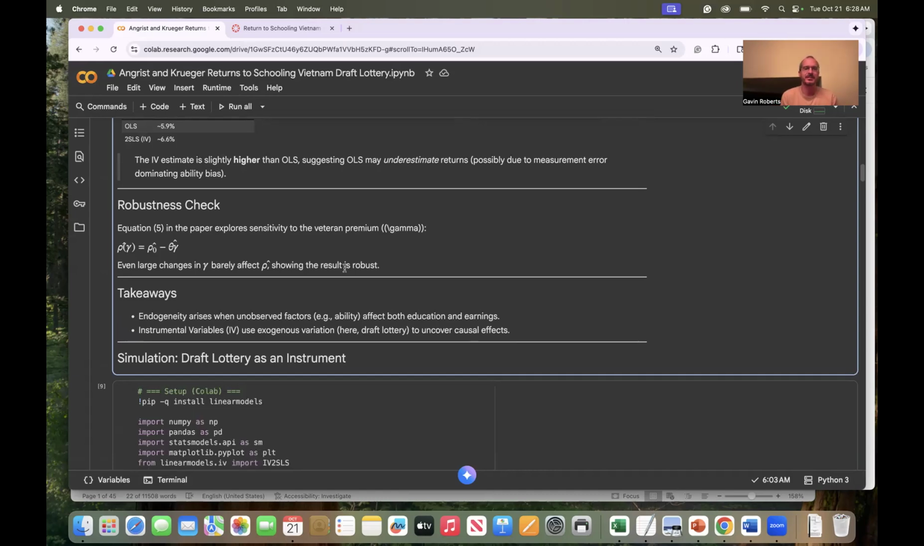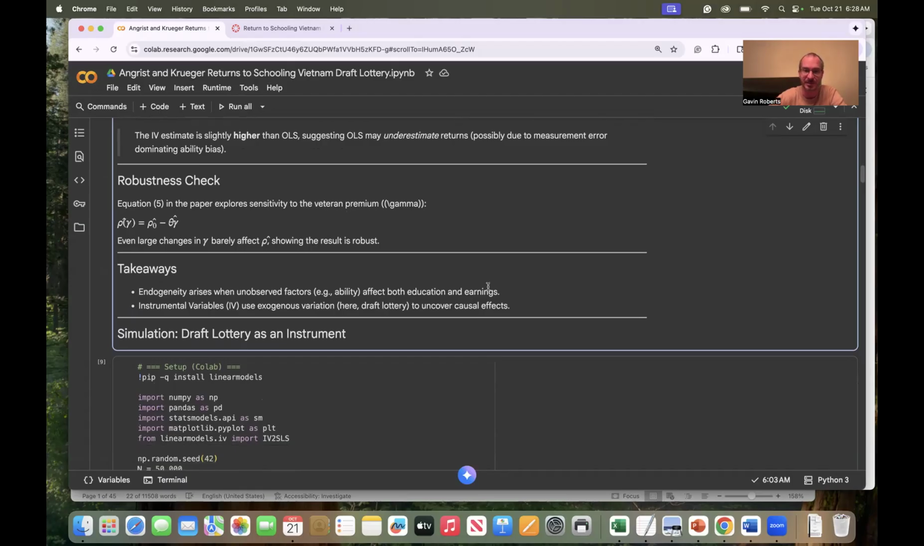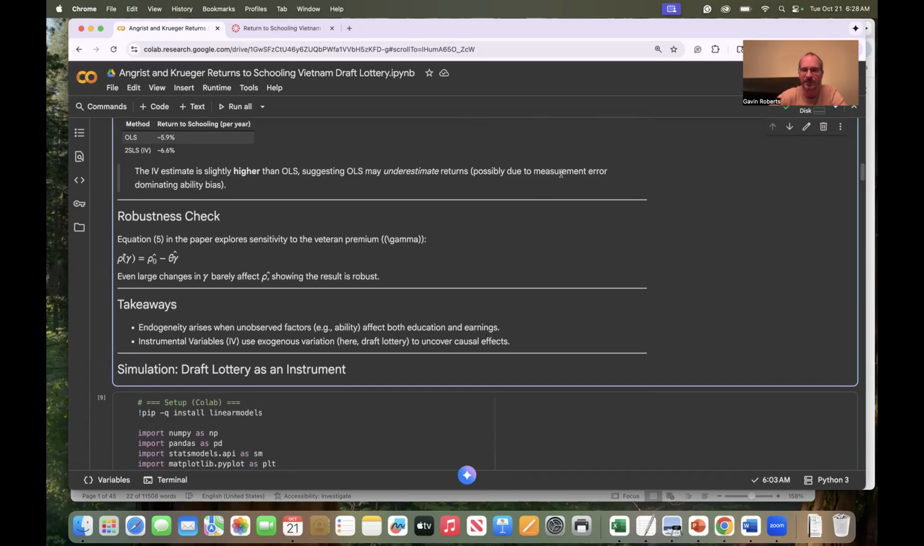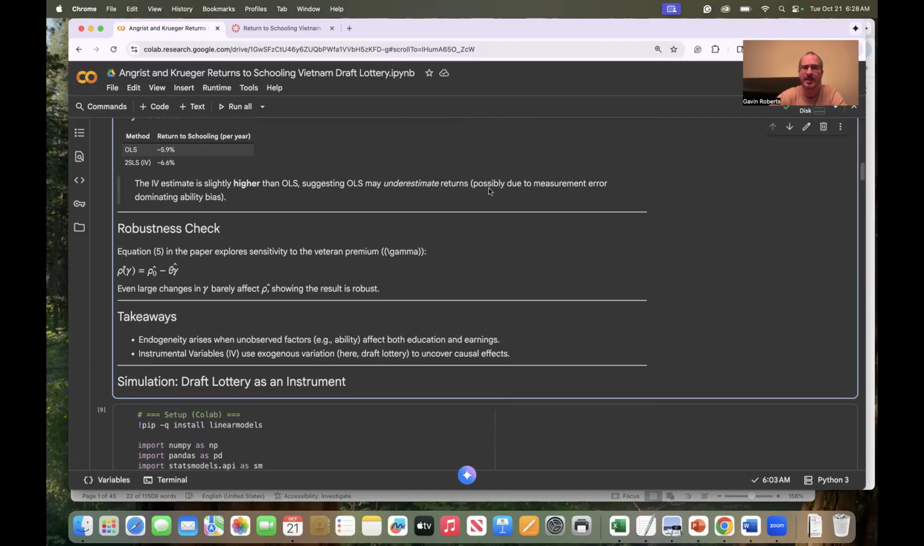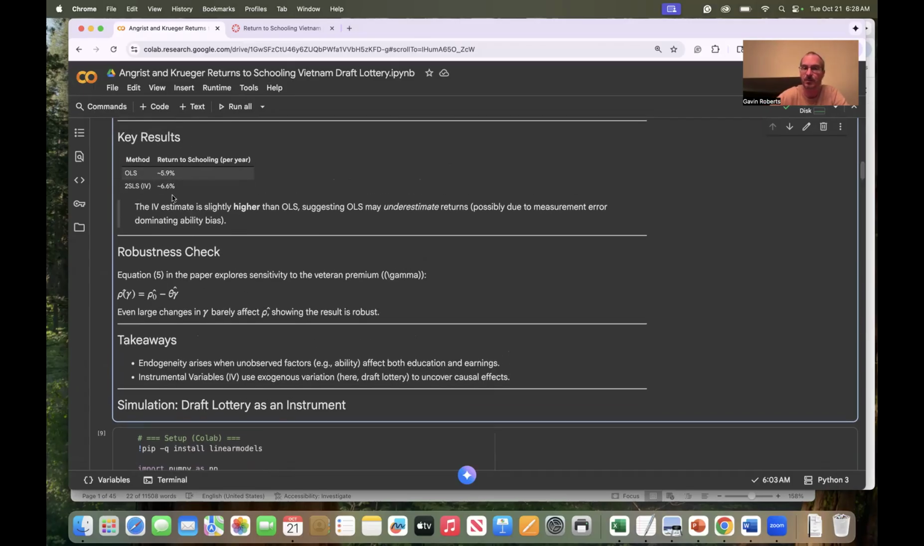So the IV estimate is slightly higher than OLS, suggesting that OLS may underestimate the returns, possibly due to measurement error dominating ability bias. We could have measurement error because measurement error, remember, is an endogeneity issue too. Ability bias would upward bias our impact on returns to schooling, because those high-ability people, look, I have high ability, I'm already going to make high earnings. So that's going to create too high of an OLS estimate. But clearly from this, we don't see too high of an estimate.